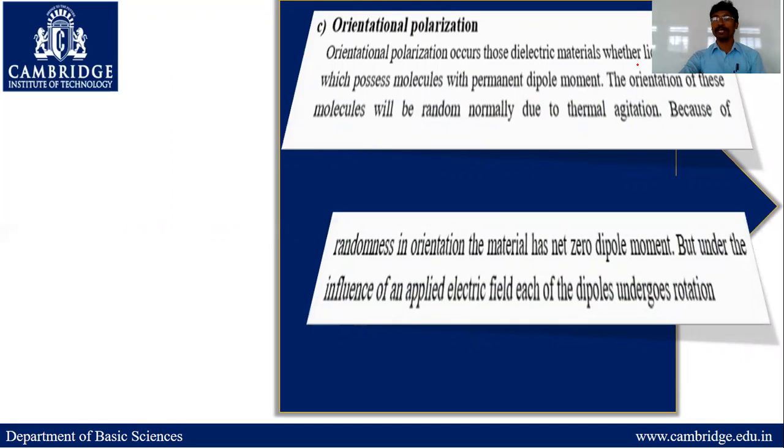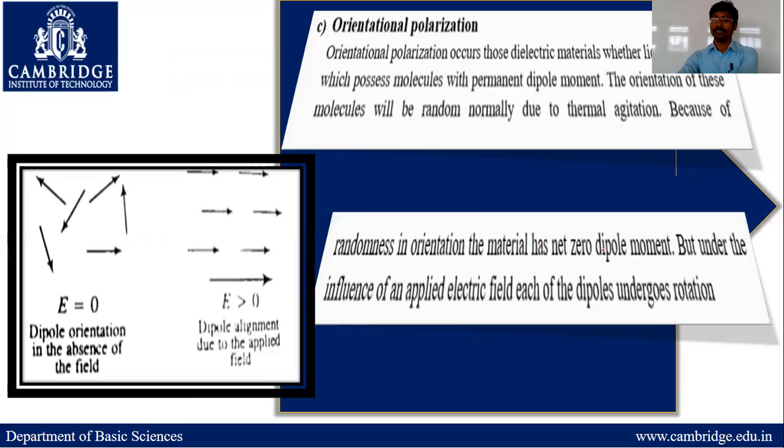Third one is the orientational polarization. Now what is orientational polarization? Orientational polarization occurs in those dielectric materials, whether liquids or solids, which possess molecules with permanent dipole moment. The orientation of these molecules will be random, normally due to thermal energy. Because of randomness in orientation, the material has a net zero dipole moment, but under the influence of external electric field, dipoles undergo rotation.